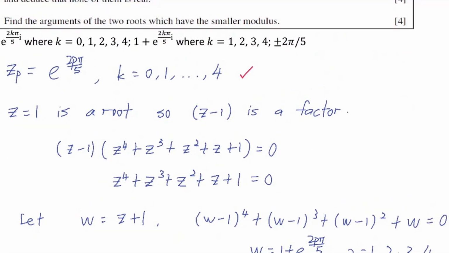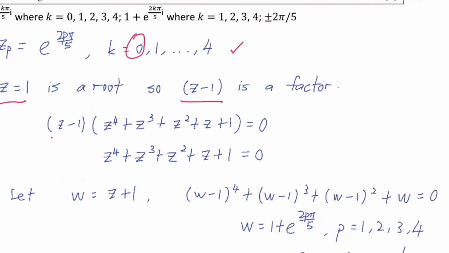For the factorization part, from the fifth root of unity here, we know that z equals 1 is a root, which is very obvious. So z minus 1 is a factor here that we can factorize out. And what we have for the remaining would be a polynomial which has power 4. So this is our polynomial.